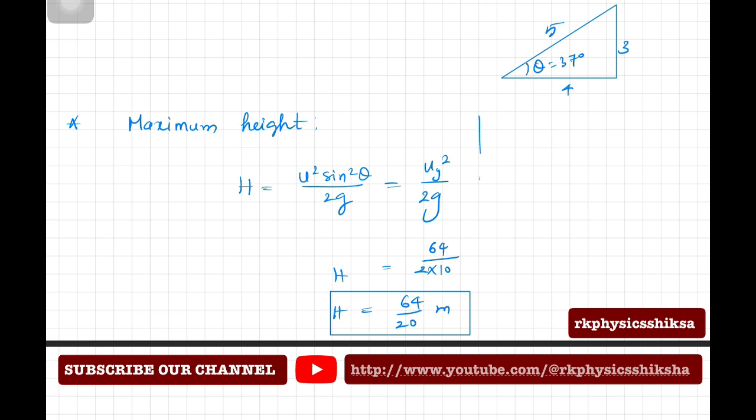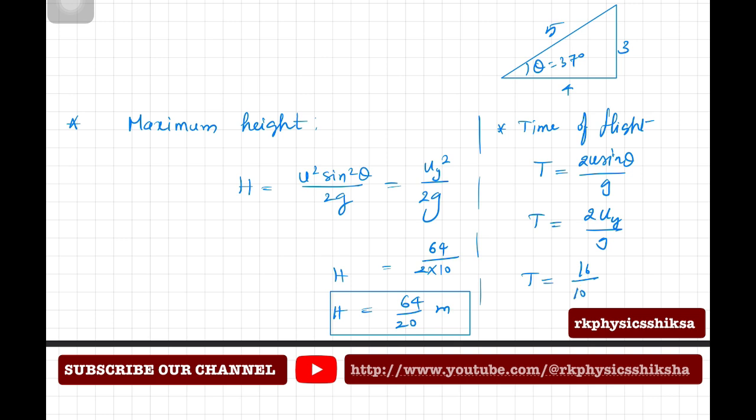And what else are we supposed to calculate? Time of flight also we can calculate. Time of flight, which is capital T, is equal to 2u sin theta by g, or you can write it as T is equal to 2 into uy by g, from which I can write T is equal to 2 into uy is 8. So it will become 2 into 8 is 16 by 10 seconds. This is the time of flight.